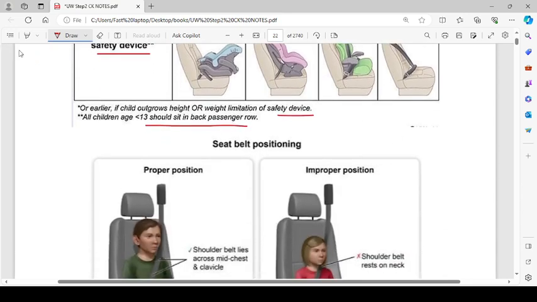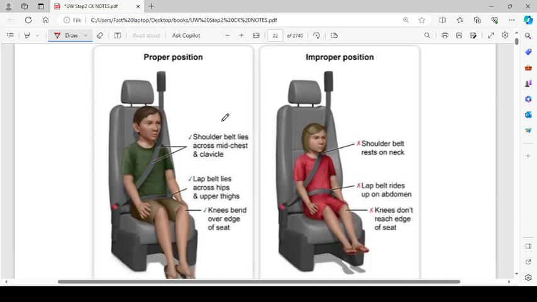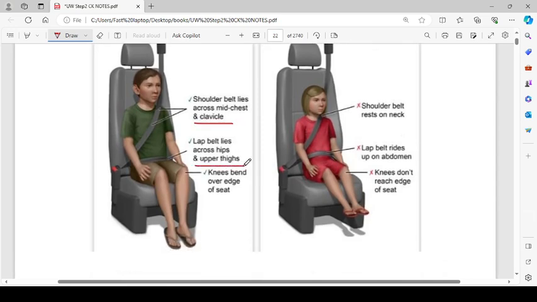Seat belt positioning. There is a proper position and an improper position. Proper position is that the shoulder belt lies across the mid chest and clavicle, the lap belt lies across the hip and upper thighs, and the knees bend over the edge of the seat. Improper is that the shoulder belt rests on the neck. That's the wrong thing. It must rest on the mid chest and clavicle. Or the lap belt rides up on the abdomen.